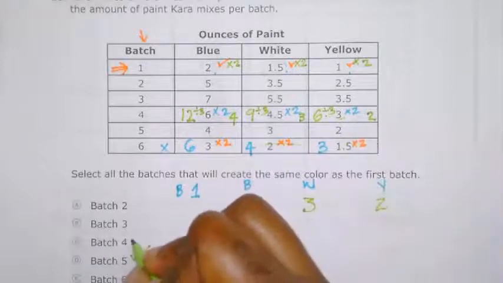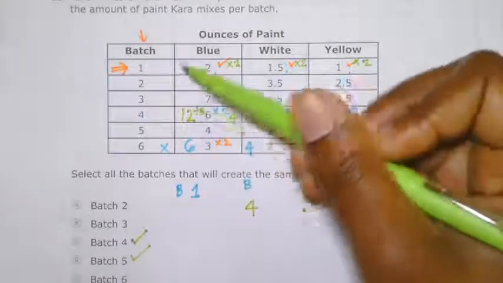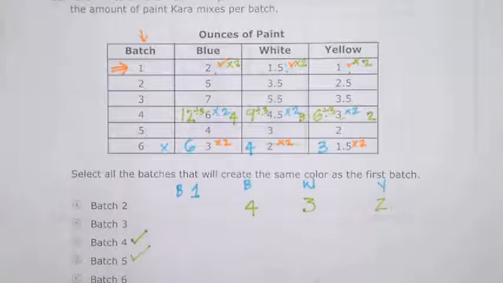And the others won't give us the same if we should do the same. So that's it for this one. So batch 4 and batch 5.